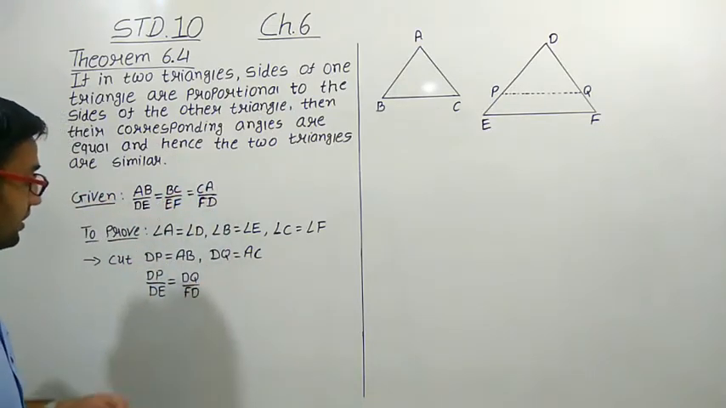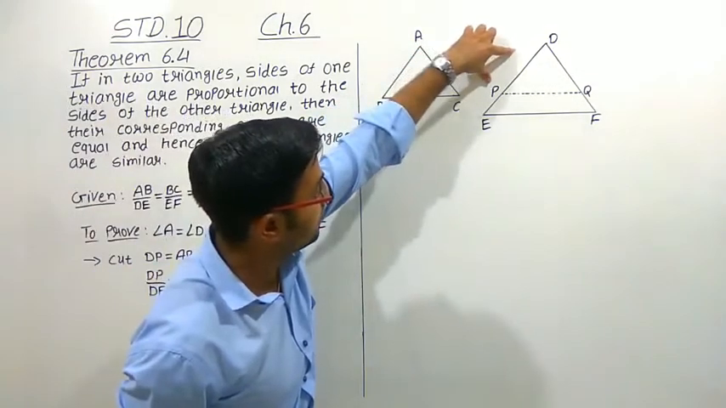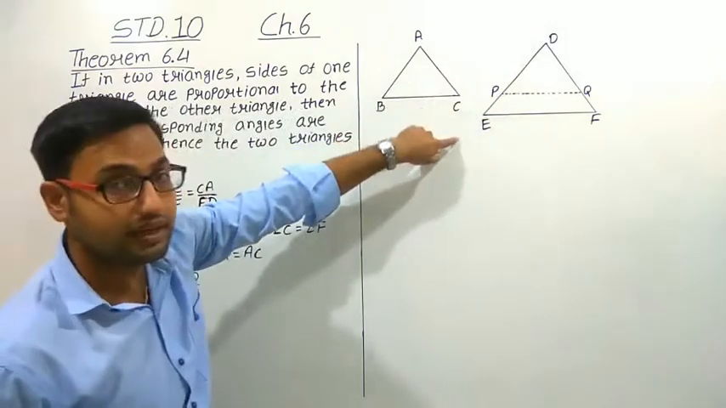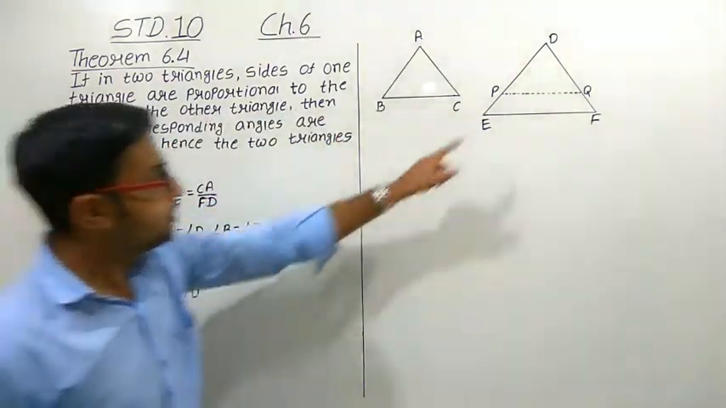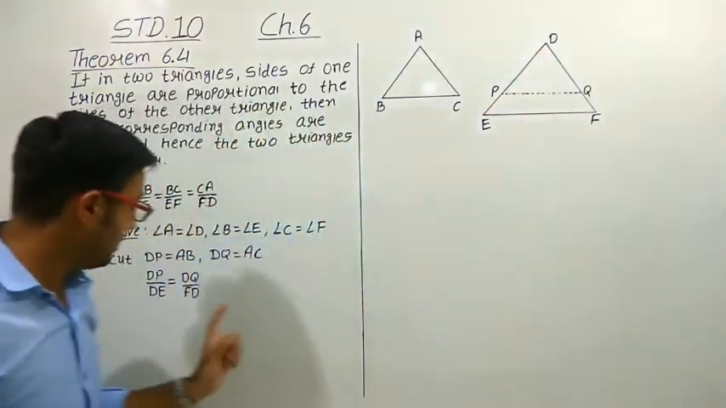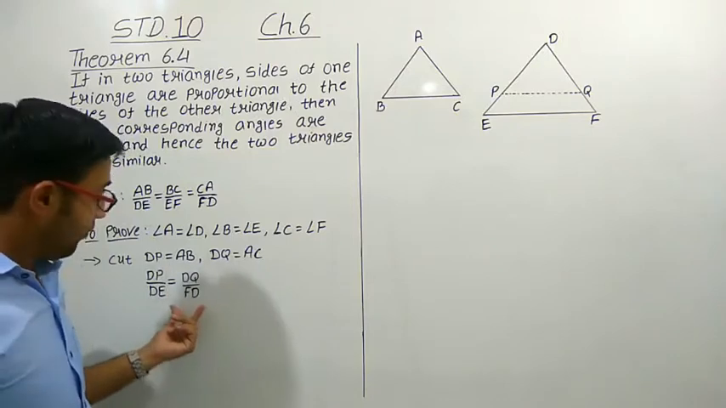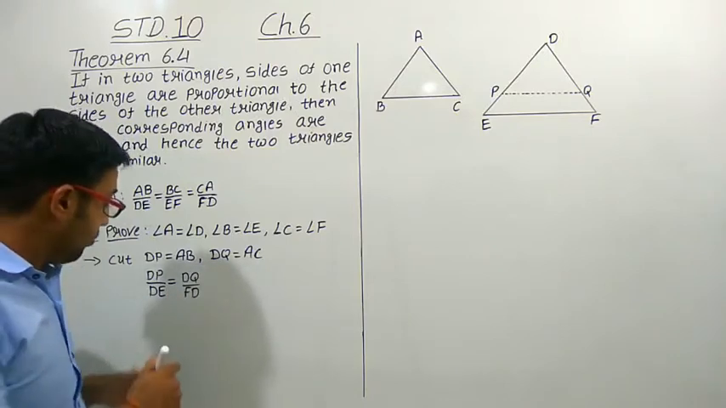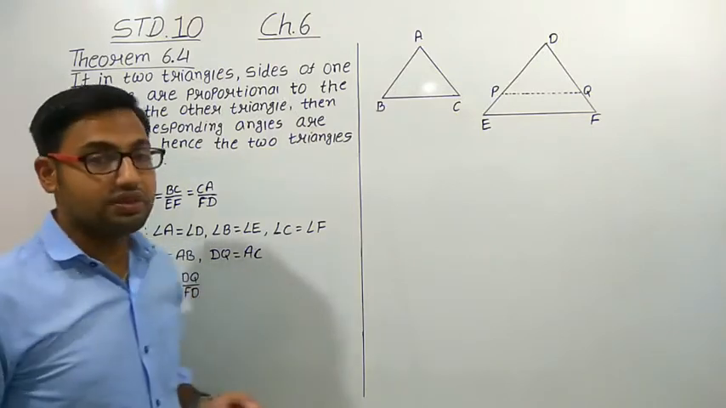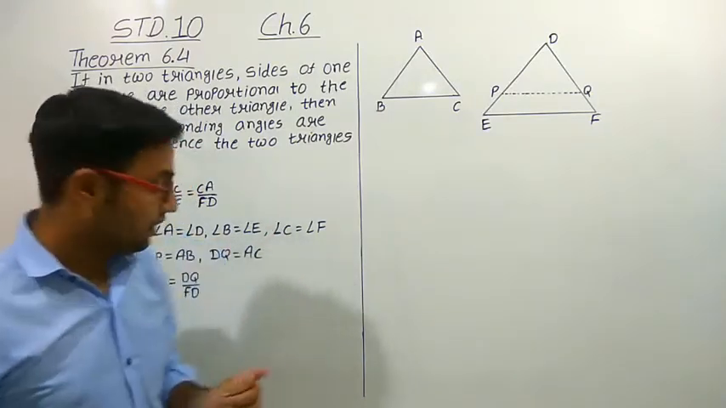Now see, what is this? DP upon DE, that is this side DP upon the whole side DE, is equal to DQ upon the whole side DF. So this is the result that we get from theorem 6.1, that is the basic proportionality theorem.